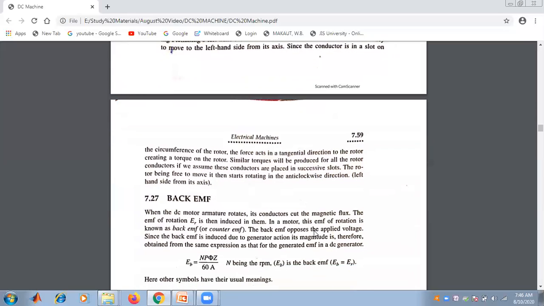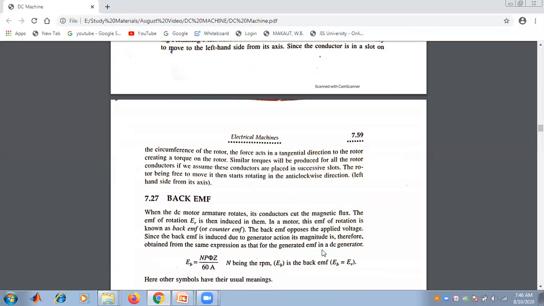So previously I have told about the back EMF. So what is back EMF? A question will arise. When a DC motor armature rotates, its conductors cut the magnetic flux. The EMF of rotation is induced in them. In a motor, this EMF of rotation is known as back EMF or counter EMF. The back EMF opposes the applied voltage.